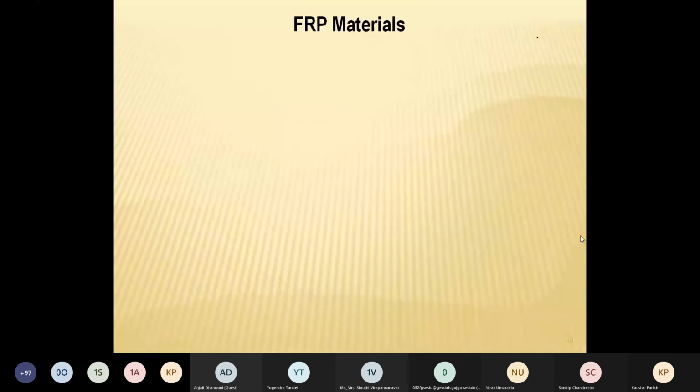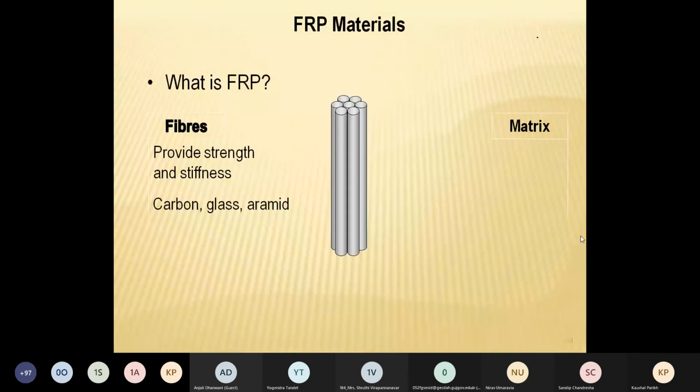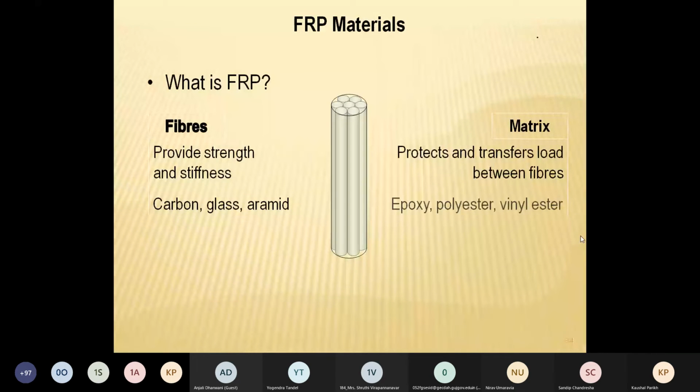So FRP is basically made up of two materials, as shown in this visualization. Fibers provide the strength and stiffness. The examples are carbon fibers, glass fibers, or aramid fibers. Whereas the matrix, which protects and transfers the load between the fibers, may be epoxy matrix or polyester matrix.